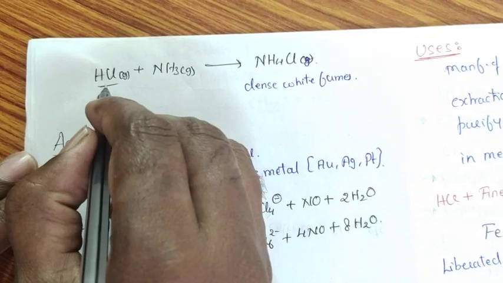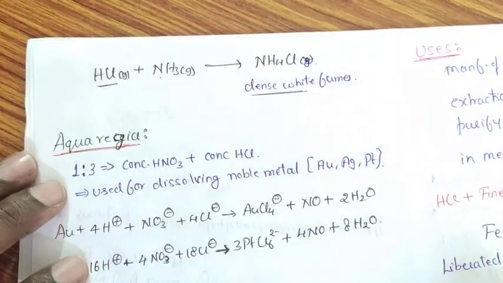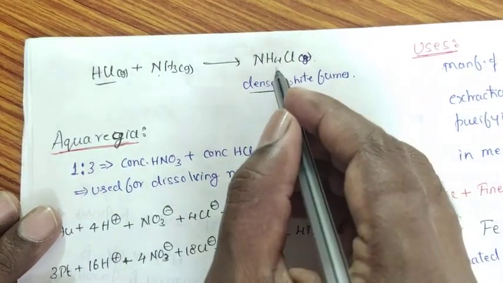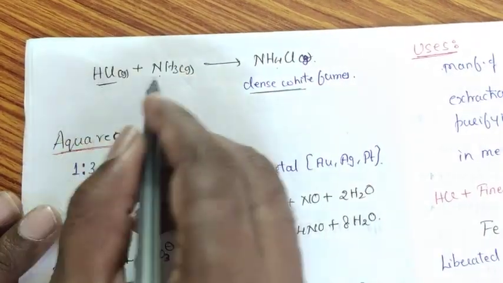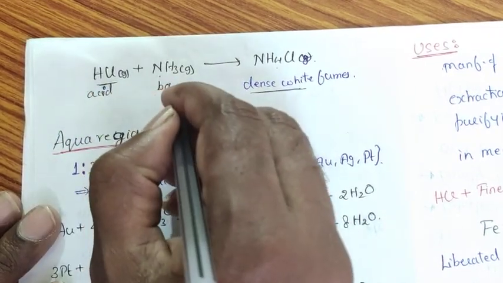Because when hydrogen chloride gas is treated with ammonia gas, it forms dense white fumes of crystals, which is called ammonium chloride. It is a salt which is obtained by the reaction between acid and base. Therefore, in this reaction HCl acts as an acid and ammonia acts as a base.